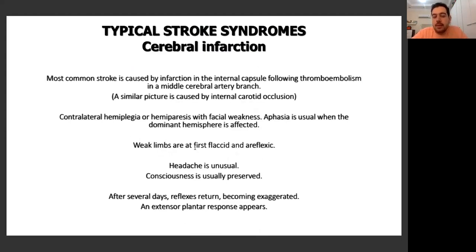Okay, the limbs are usually first flaccid, so it's kind of lower motor neuron lesions at the very first few hours, but then after several days it turns into an upper motor neuron lesion, so it turns into an extensor plantar response and exaggerated reflexes. It becomes an upper motor neuron type of injury.